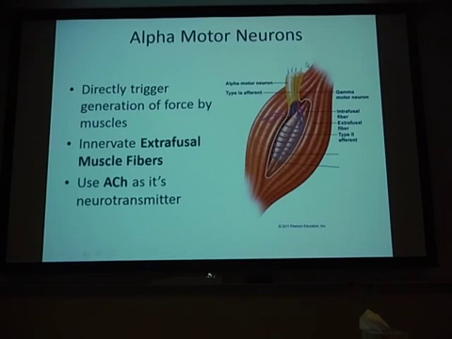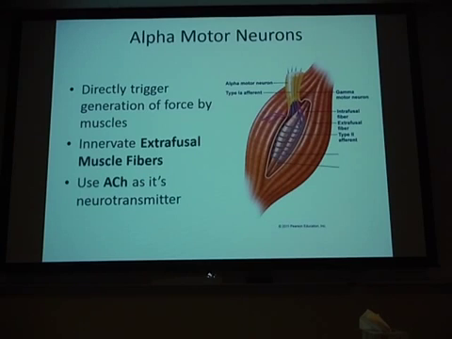Alpha motor neurons are going to come down and synapse on an extrafusal muscle fiber. What we mainly think of as the belly of the muscle are the extrafusal muscle fibers. And one alpha motor neuron can synapse on anywhere from about 3 to 1,000 muscle fibers.